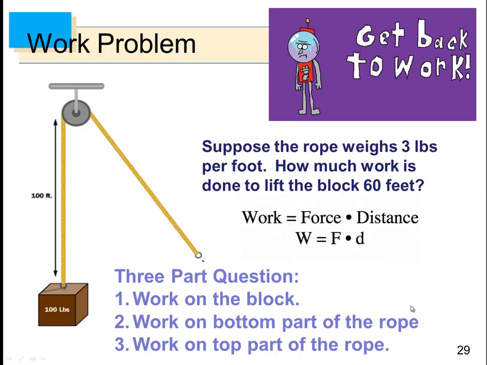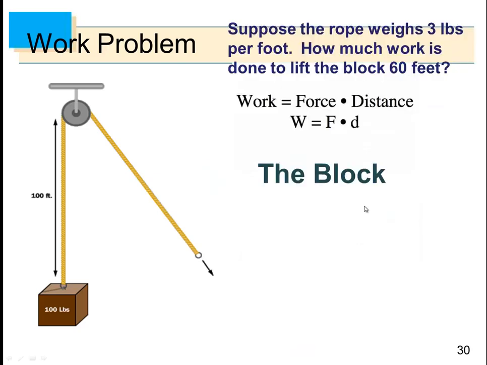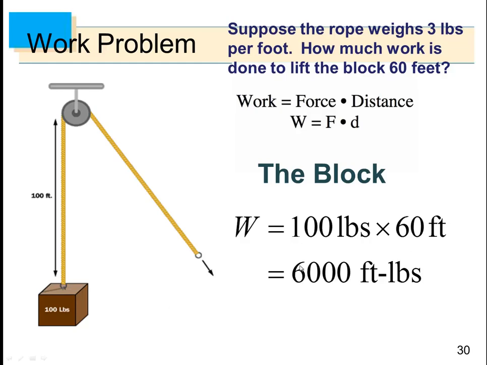We're also using the formula for work, which is just force times distance, F times D. For us, that's our weight times the distance, our pounds times the number of feet. So let's take a look at the first one. The first case is the block itself. It's 100 pounds and it's going to be moving 60 feet. So we basically have 100 pounds times 60 feet, so 6,000 foot-pounds. That's the work just on the block to lift it 60 feet. That's nice and straightforward.